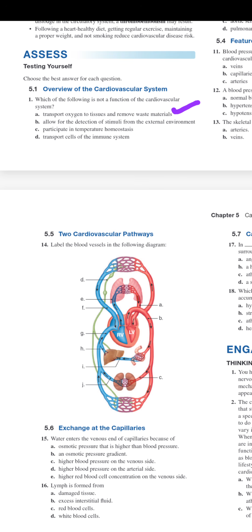Allows for the detection of stimuli from the external environment. So stimuli is basically a change in your outer environment, the environment outside your body. For example, let's say you touch a hot surface. Here the stimuli will be the hot surface, and there is the detection. So think about it. If you're feeling the hot surface, does it have to do anything with your heart, with your blood vessels?